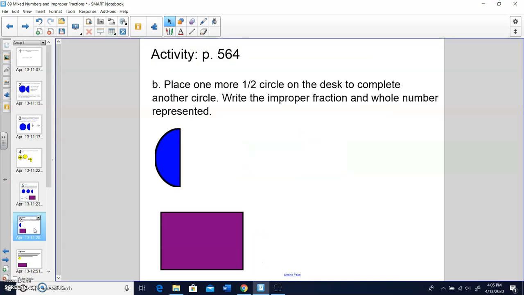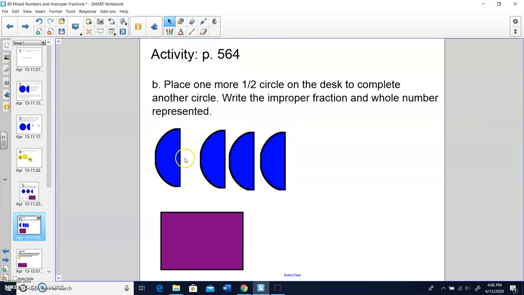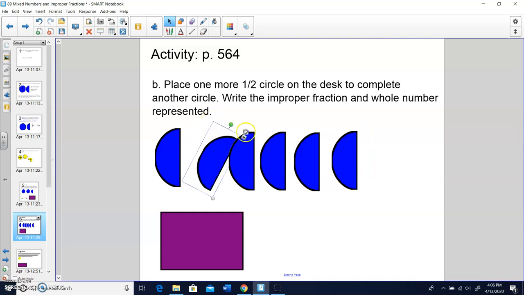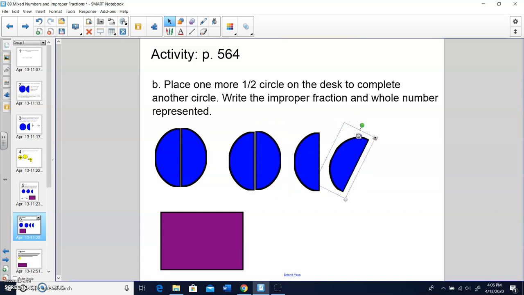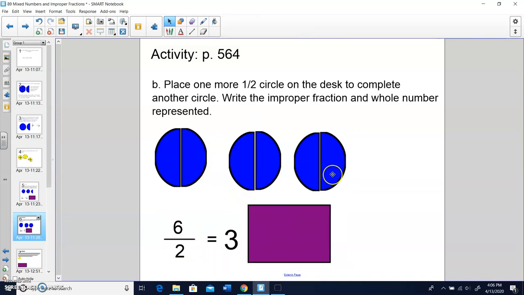Continuing. B, place 1 more half circle on the desk to complete another circle. So we had 5 halves, and now I'm placing one more half circle. So remember that I had 2.5 circles formed. So one whole, two whole, and now I have another half, so I can make another whole circle. So to write the improper fraction, I'd have 1, 2, 3, 4, 5, 6 halves, and that gave me 3 whole circles.